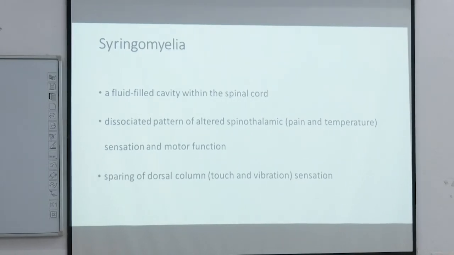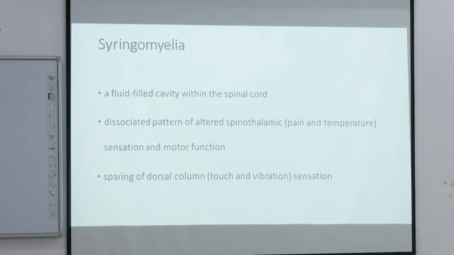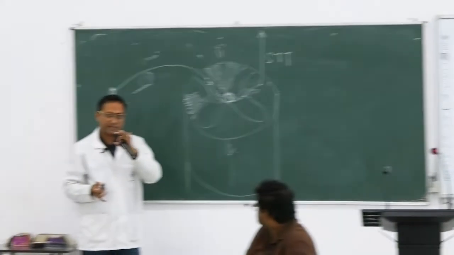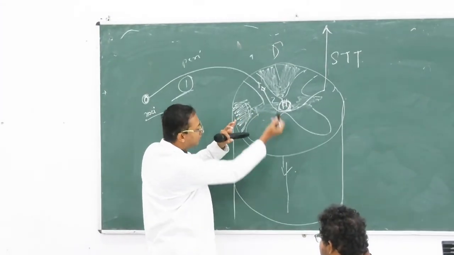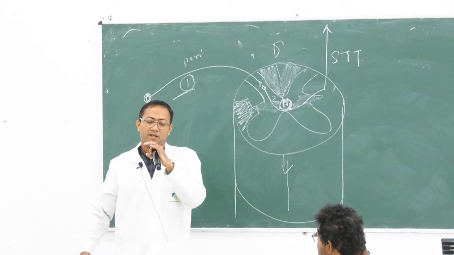So, we call it dissociative pattern of sensation. Why dissociative pattern? Because there will be loss of pain and temperature, but vibration, proprioception, joint position sense, everything will be intact, right? Clear? And it is also suspended, not required for your level. Suspended means there is a particular segment of the spinal cord which is affected, because it depends on the length of the syrinx, okay?